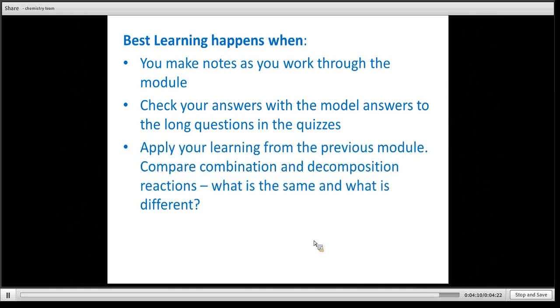And then apply your learning from the previous module. Compare the combination reactions you learned last time with the decomposition reactions you learned this time. So what's the same, what is different?